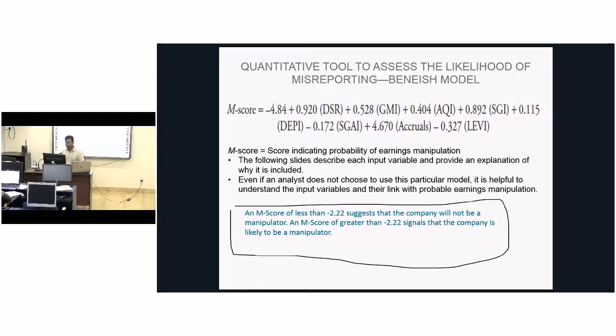It means, if you get more than 2.22, what is your conclusion? They are manipulated, because it means low financial reporting quality. Obviously, it means low earnings quality. Understand? So that is our conclusion.